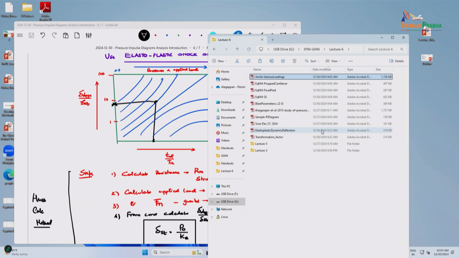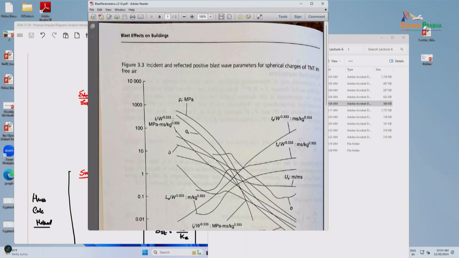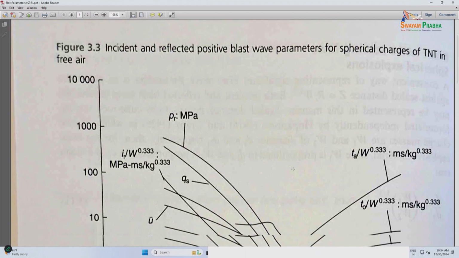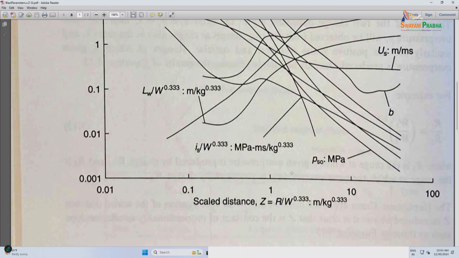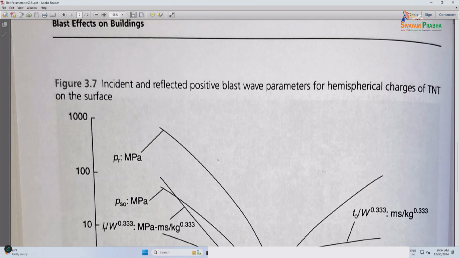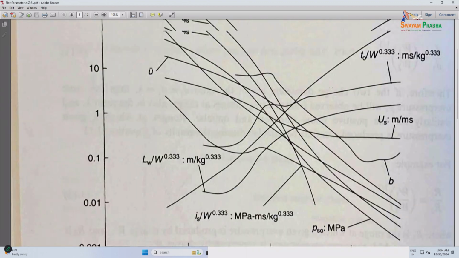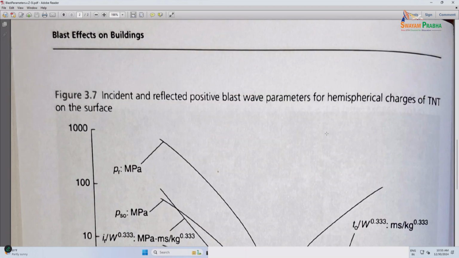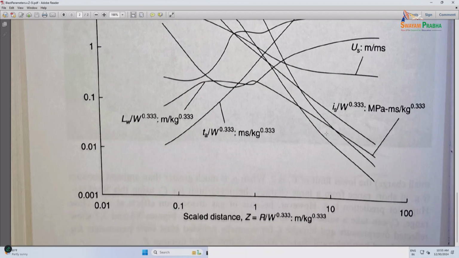So we've seen all of this. Another thing I wanted to mention is we will upload this as well. I promised you on Friday. It's the same UFC curves, but these are numbers for SI systems. So if we do any problems or you encounter any problems in the future, one is for hemispherical charges and one is for spherical. The spherical is air burst and hemispherical is the surface burst, similar to what you saw in UFC, but this is in MPa systems.